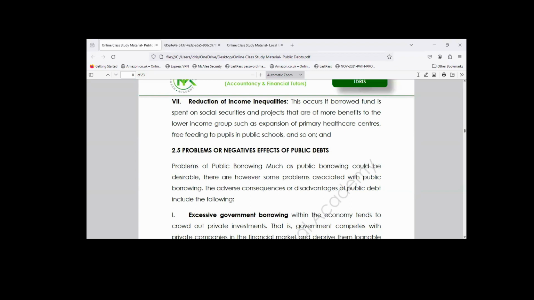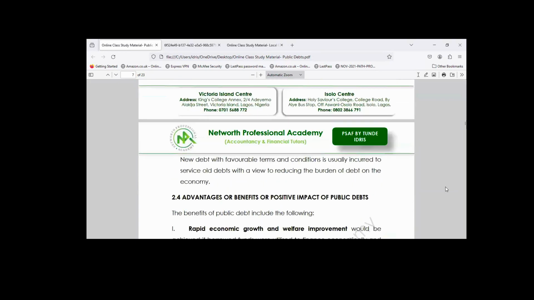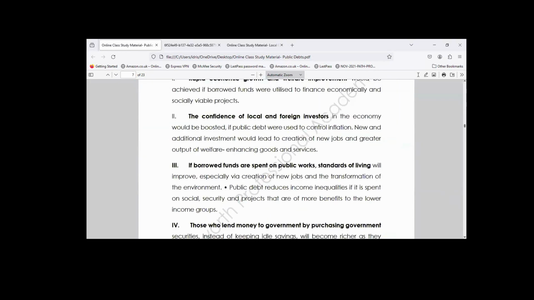How can government help? Government can borrow to reduce income inequality by constructing more public schools so that children of the poor can go there. Primary health care centers, so the wife of the poor can go to public antenatal. All these are reduction of inequality. So, ladies and gentlemen, these are the benefits of public debt. Let's take note. At least 5 points.